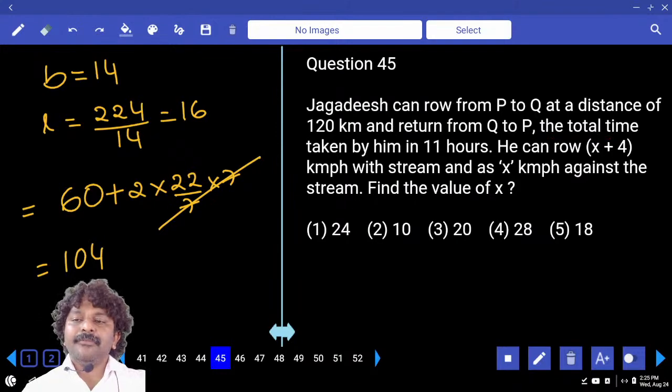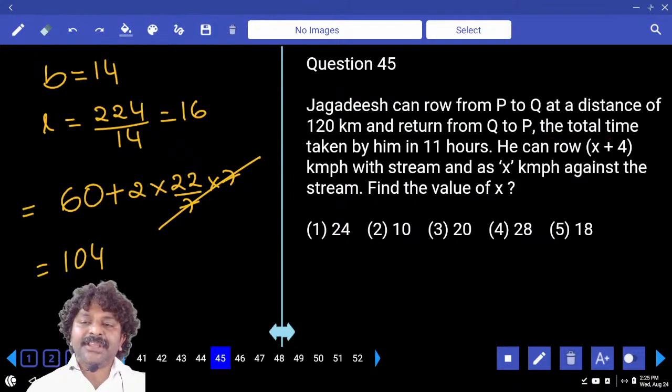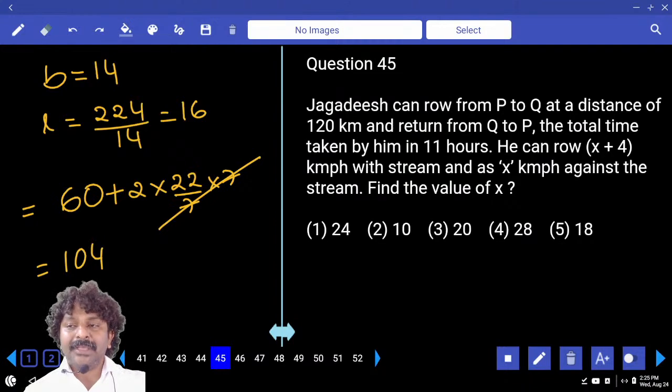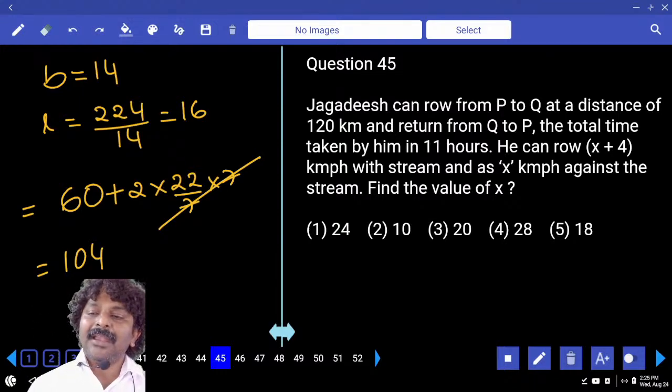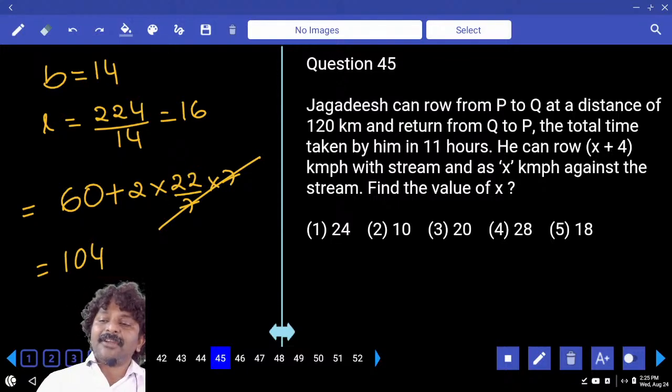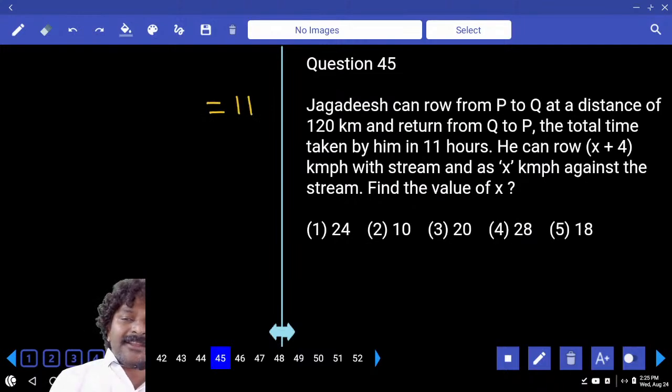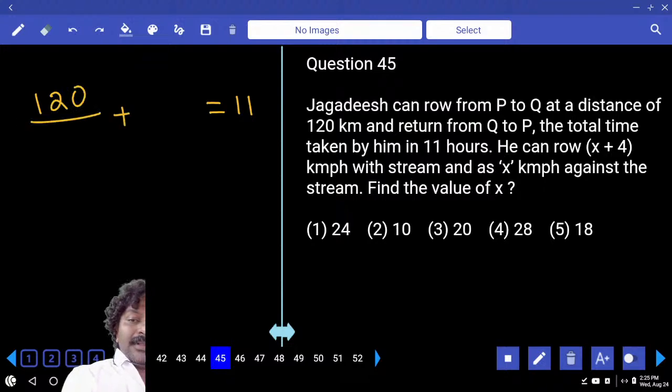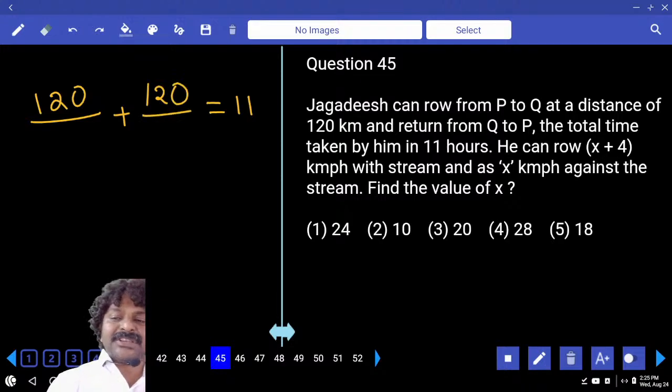Next, Jagadish can row from P to Q, a distance of 120 kilometers, and return from Q to P. The total time taken by him is 11 hours. He can row x plus 4 km per hour with the stream and x km per hour against the stream. Find the value of x. Now we were given the total time, which is 11 hours. 120 kilometers is covered downstream, and the same 120 kilometers is covered upstream. Downstream speed is x plus 4, upstream speed is x.